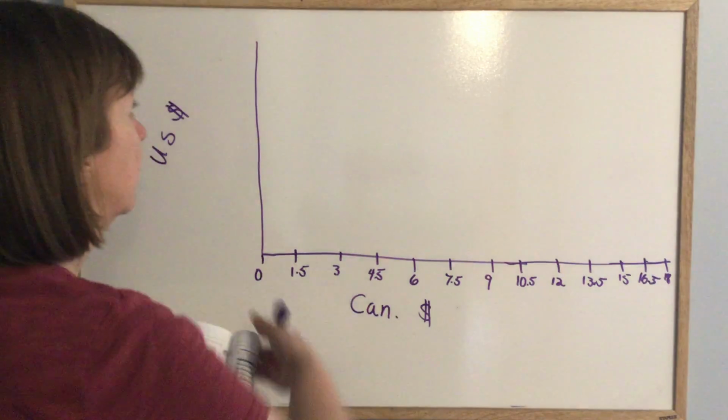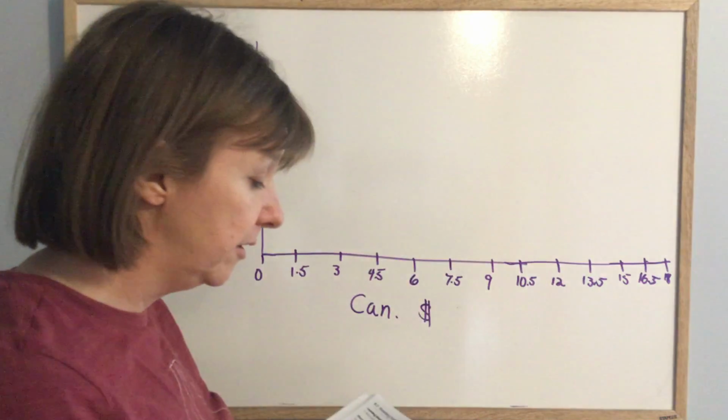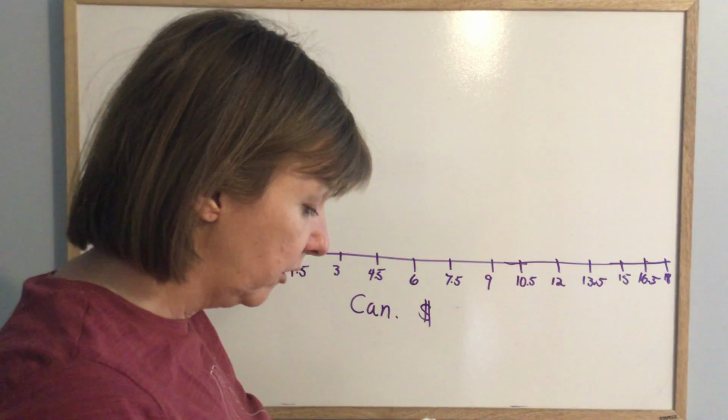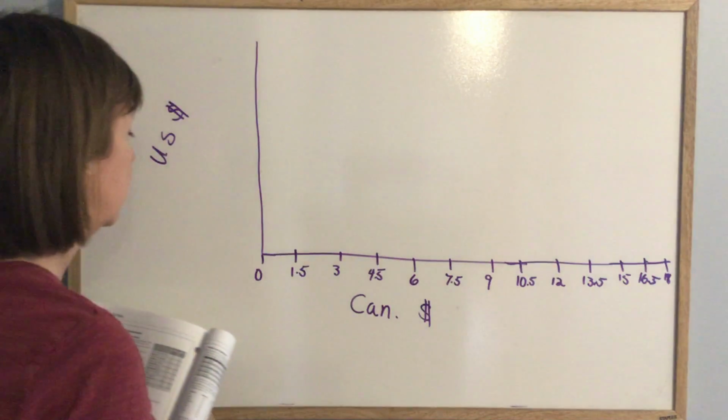Now, what about the US? Because this side does not have to be the same as this side. It could be different. So the cheapest one looks like $1, and the most expensive one looks to be $13.95. So almost 14.